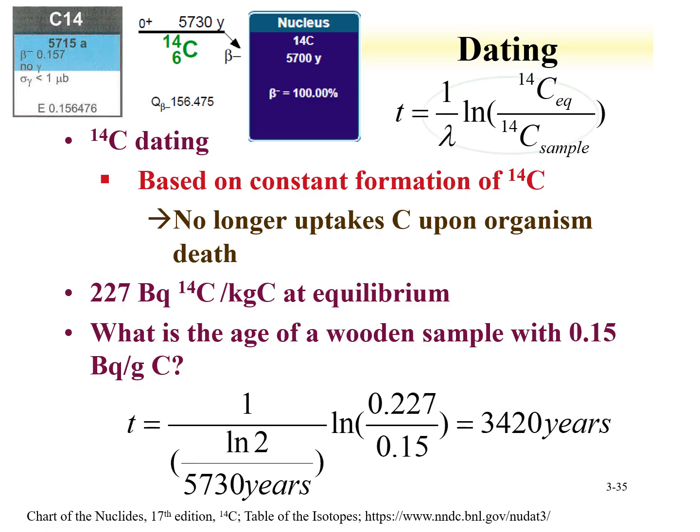1 divided by the decay constant of carbon-14 times the log of the carbon-14 at equilibrium divided by the carbon-14 in the sample. So the equilibrium value is listed here. And what's the age? There's a wooden sample that's been found. It now has 0.15 becquerel per gram. This is 227 becquerel per kilogram, so we need to make it per gram, so it's 0.227 becquerel per gram. Let's rearrange these equations, and we get the natural log of 0.227 divided by 0.15, and we get 3,420 years. So carbon-14, 5,000 year half-life, is reasonable for doing carbon dating on that order, so thousands of years.